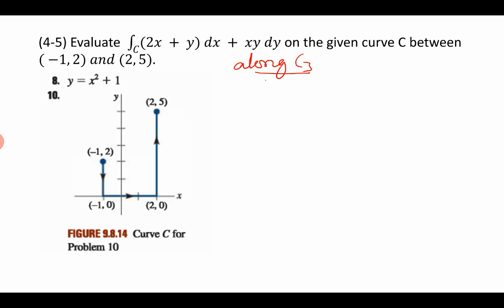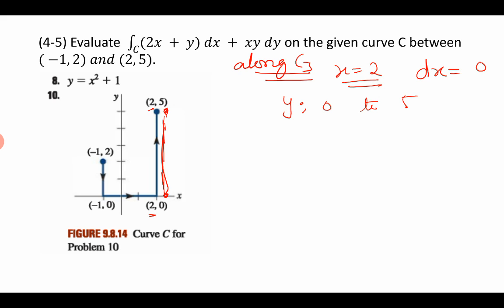Along C3, this is a line parallel to the y-axis. X is constant. See, x is starting at 2 and here ending also at 2. Throughout this line x is 2. Therefore dx, x is constant, the derivative of x is 0, and y varies from 0 to 5. Check, here y is 0 and here y is 5. So integration is with respect to y. Dx is 0, so this part will be 0.